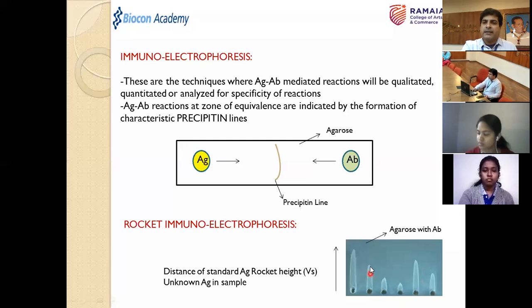Okay. So the rocket length, the first precipitin line here, is a positive indication, and the length of the rocket gives you the amount of antigen. So you can do both a qualitative and a quantitative test here, right? You can even quantify. Understood? This is called rocket electrophoresis. Any questions?